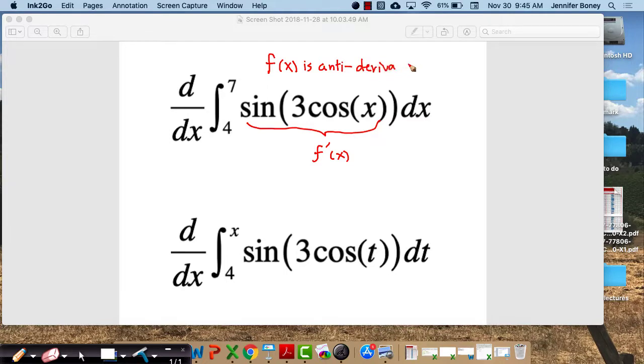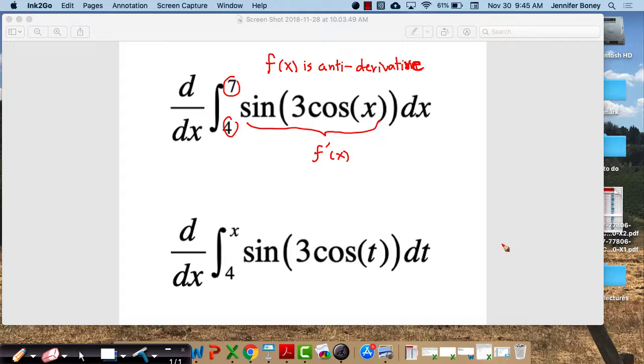I don't actually want an accumulation function based on what this is. I want to know how much accumulates between 4 and 7. Now, regardless of what this mystery antiderivative is, let me write something that's kind of English here.